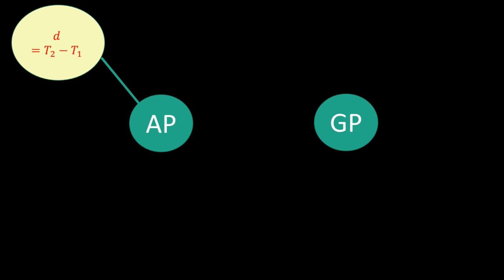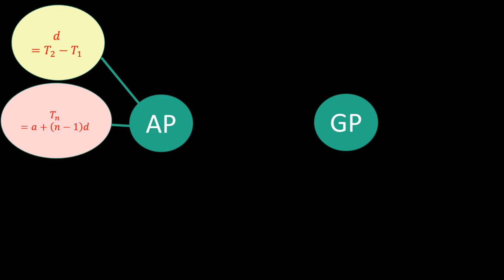Alright, so here we are going to do the comparison between the arithmetic progression and also the geometric progression. First of all, for the arithmetic progression, you must have a common difference, which we can find using T2 minus T1 or T3 minus T2. Next, for AP we have the n-th term. The n-th term is a plus n minus 1 multiplied by d.